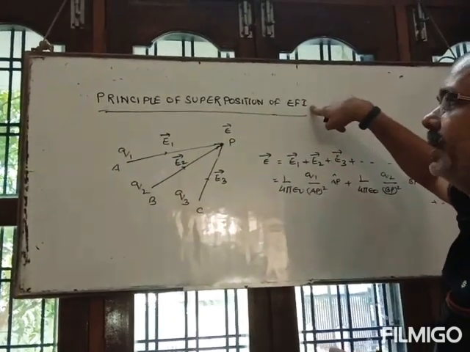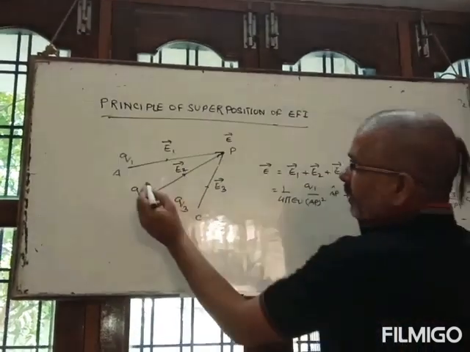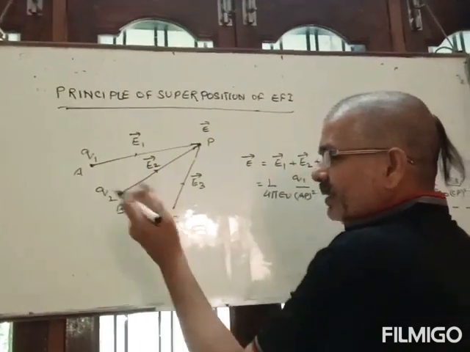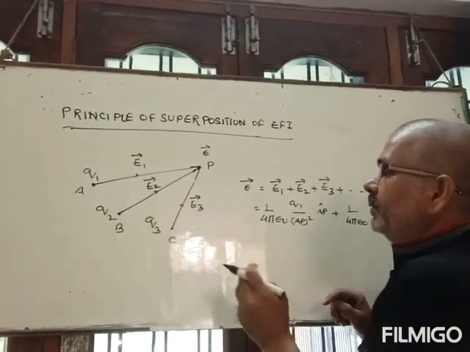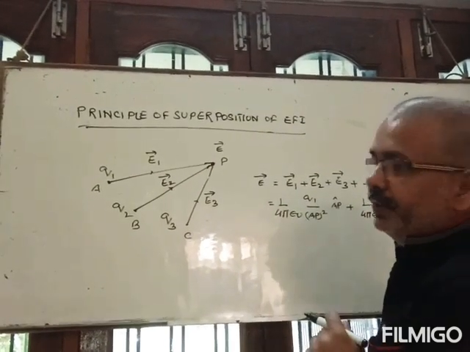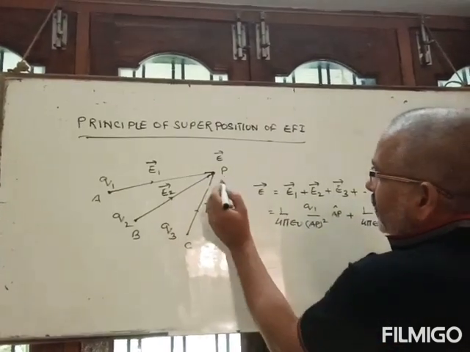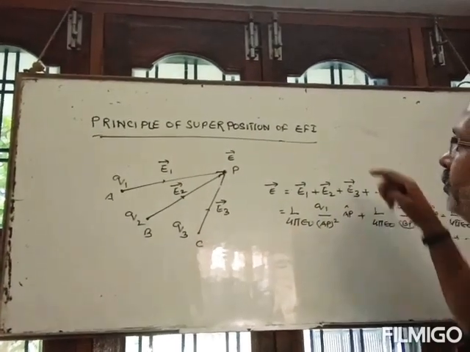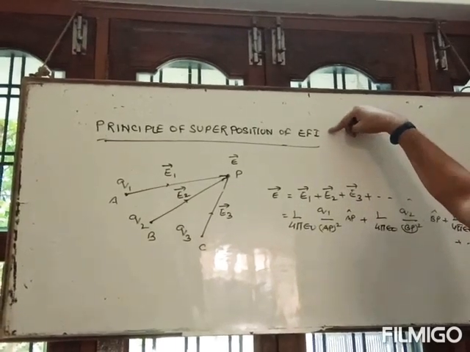Superposition of electric field intensity. Suppose many charges are present in space, maybe positive, maybe negative, then they will produce their own electric field. So what is the net electric field intensity at point P? For this purpose, we use the principle of superposition of electric field intensity.